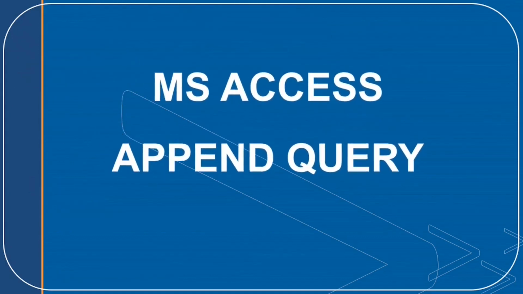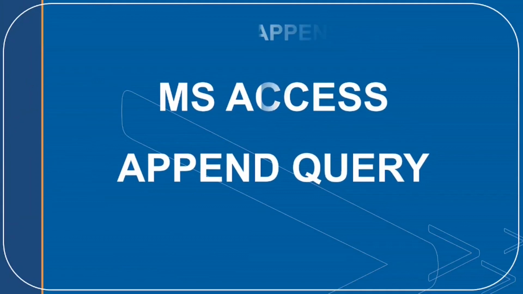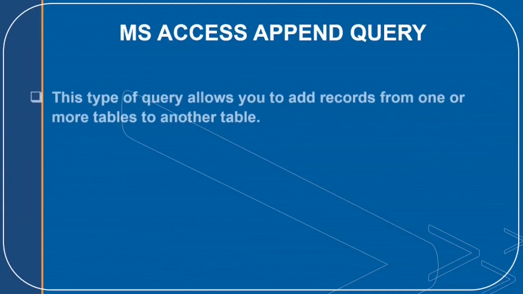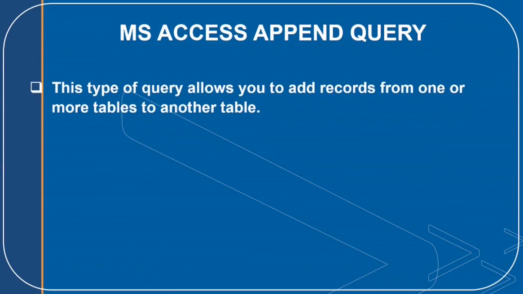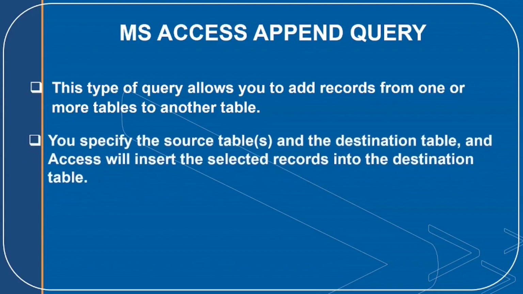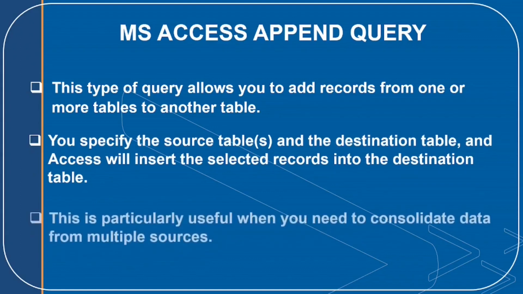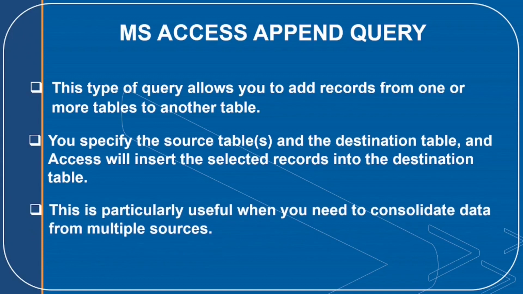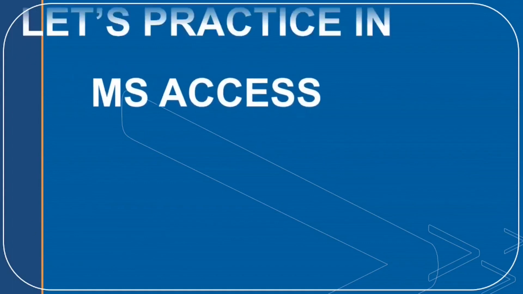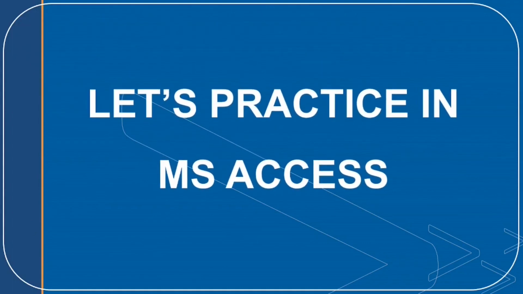Let's understand the concept of append query first. This type of query allows you to add records from one or more tables to another table. Here, we have to specify the source table and the destination table, and Access will insert the selected records into the destination table. This is particularly useful when you need to consolidate data from multiple sources. Append queries are useful for consolidating data from multiple sources or for importing data from external sources into your database. They can help streamline data entry processes and ensure data integrity. Let's jump into msaccess to closely look into this concept.